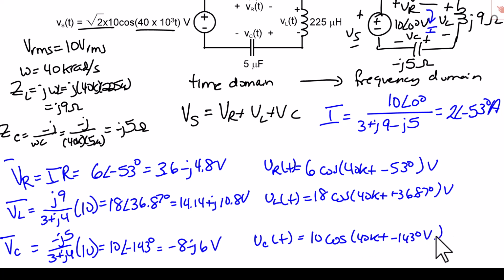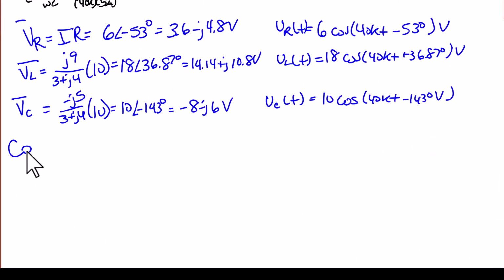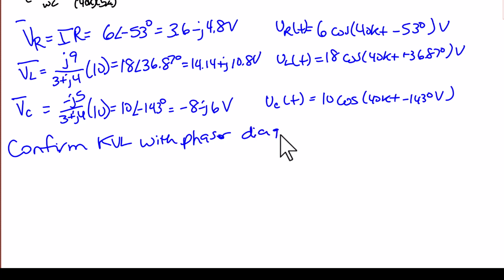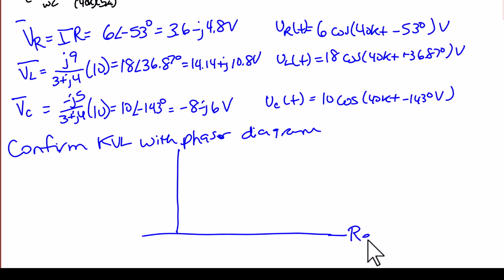So next we will confirm KVL with a phasor diagram. We're going to put VR, VL, and VC on our phasor diagram and show that when we add those all up, they sum to the source voltage VS. So the first vector that I will draw is the voltage across the inductor, and that makes an angle of 36.87 degrees with the real axis and has a length of 18.